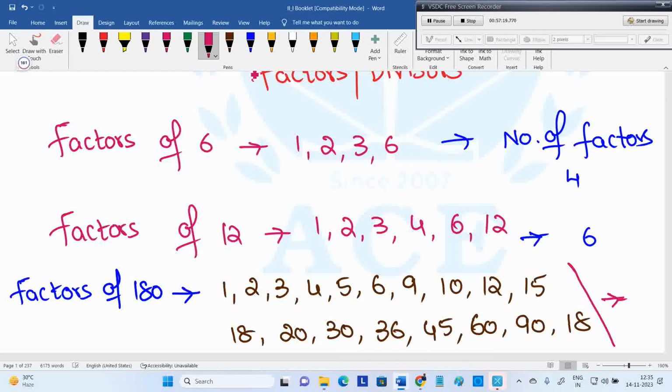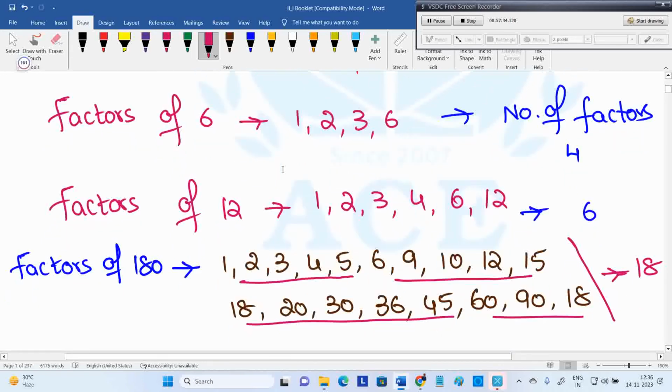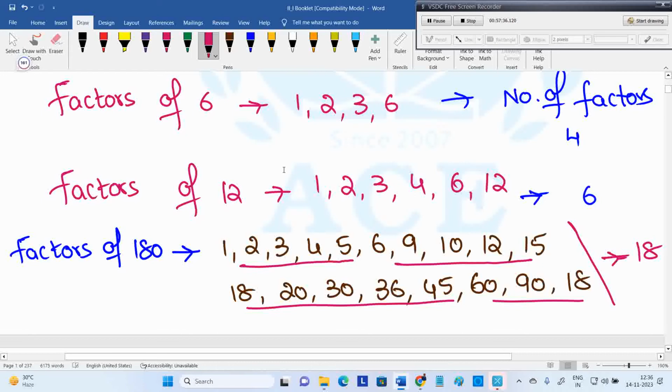So what is the count if you see here? 18 is the count. If you just count the number of factors here, we got this is 5. Here we have 5, 10. Up to here 15. Here we have 3 more, 18. So we have a total of 18 factors. Factors are divisors, so the number of factors of 180 is 18.